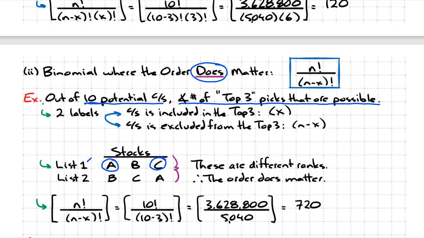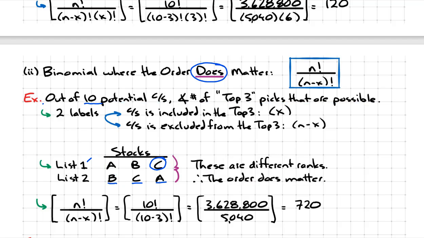Now in list 2, we have the same 3 stocks, but now the order is different. In list 2, B is the best performer. So even though it includes the same 3 stocks, each list represents a different scenario. It represents a different count. And there it is. These are different ranks. Therefore, the order does matter.